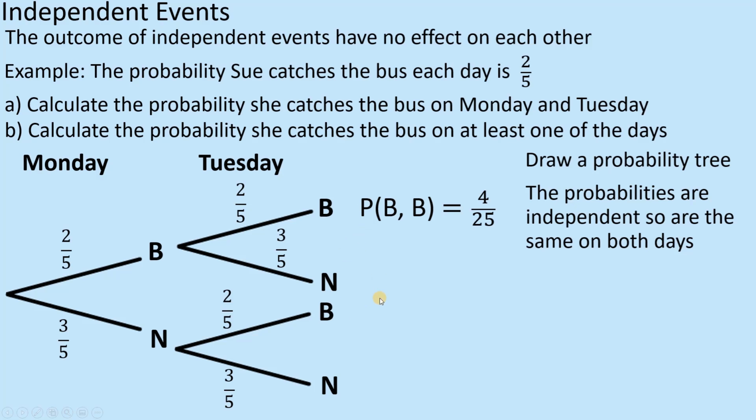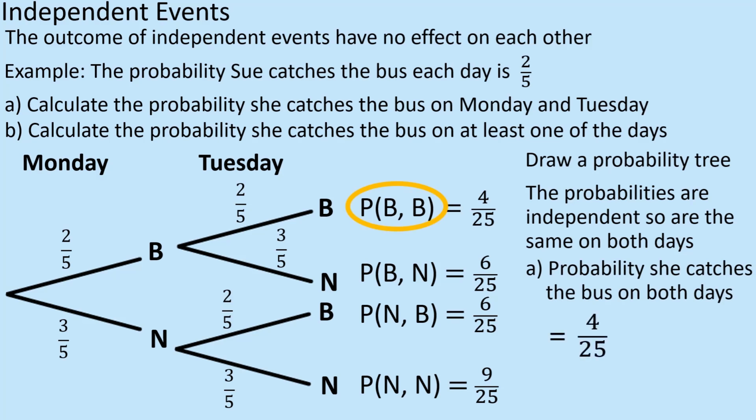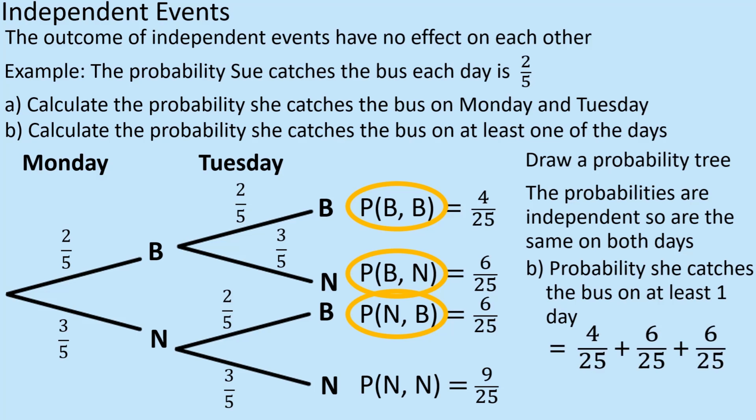And it's an awful lot quicker, isn't it? An awful lot quicker. So let's see what they do on here. You can see they've gone for this one, this one, and then this one. So they've filled in the boxes, and the probability she catches the bus on both days is this one, we've already mentioned. And the probability that she catches the bus on at least one day is those 3, which I mentioned, which is that lot, which gives me 16 out of 25.